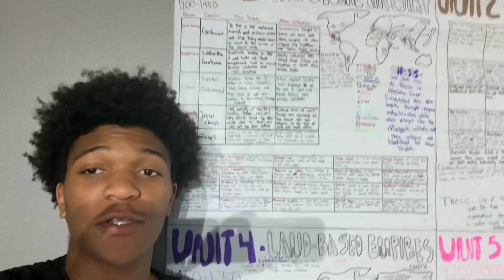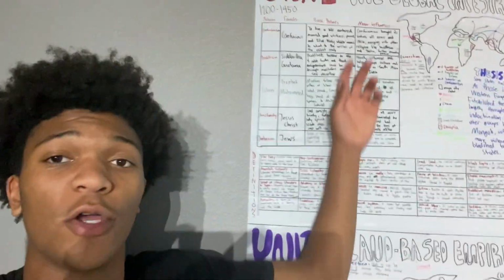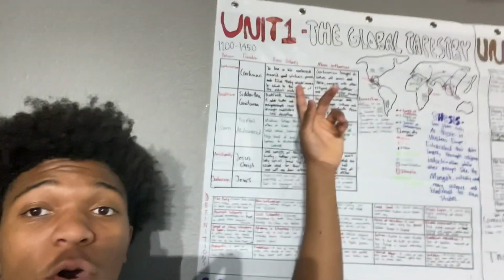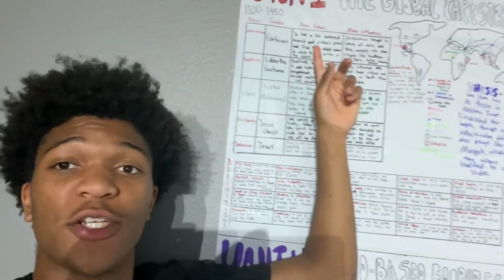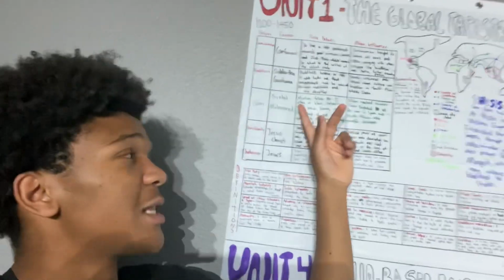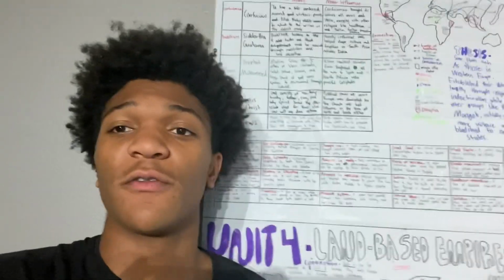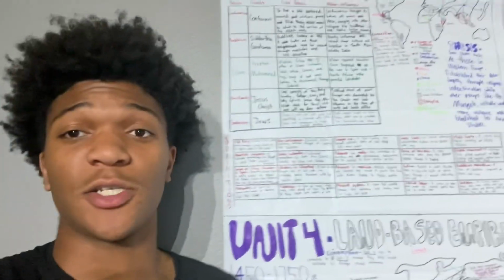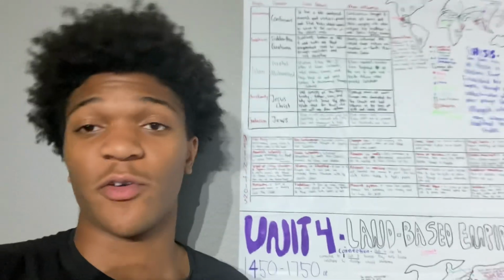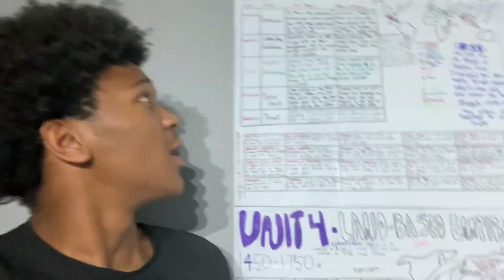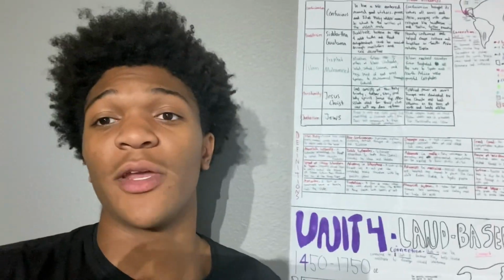An example of comparison on my shower curtain right here would be the global tapestry for Unit 1, where we compared and contrasted different major religions like Confucianism, Buddhism, Islam, Christianity, and Judaism. These all differed in terms of the amount of deities they worship, like monotheism and polytheism, and different founders in different regions, like Jesus Christ, Siddhartha Gautama, and of course Confucius, and Prophet Muhammad in the Middle East.